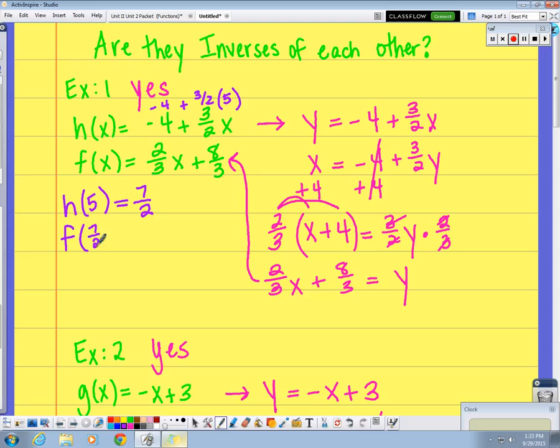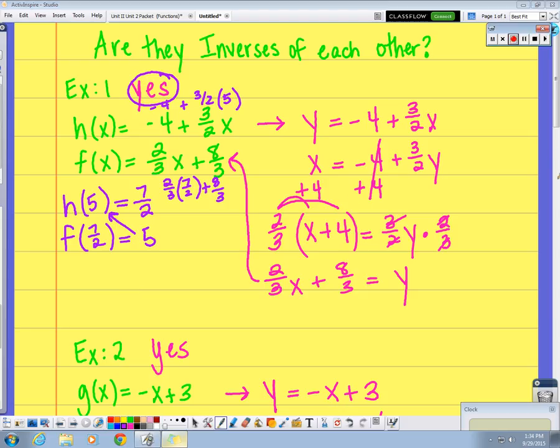So f of 7 over 2 will equal 2/3 times 7 over 2 plus 8/3. See how I'm just rewriting that function, but in place of x, I'm putting 7 over 2? Because that's what I got when I plugged in 5. Yep, that's right. And what did we get? 5. Isn't that what we plugged in initially? 5. So it confirms that they are inverses.